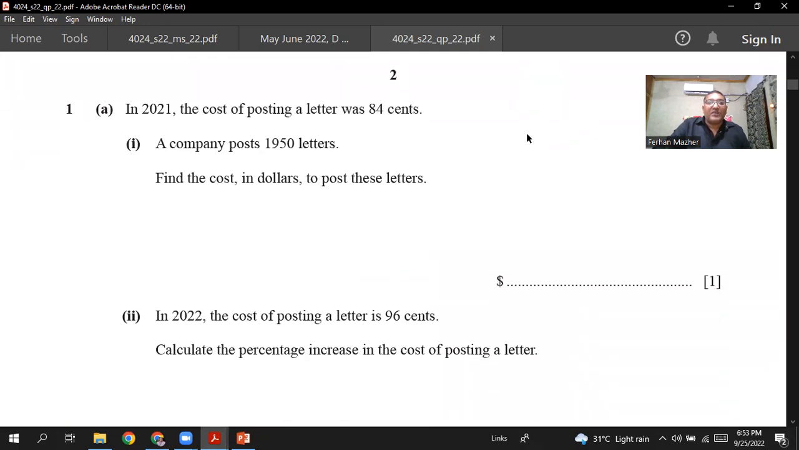So the first question is coming up onto your screen. In 2021, the cost of posting a letter was 84 cents. A company posts 1950 letters. Find the cost in dollars to post these letters.